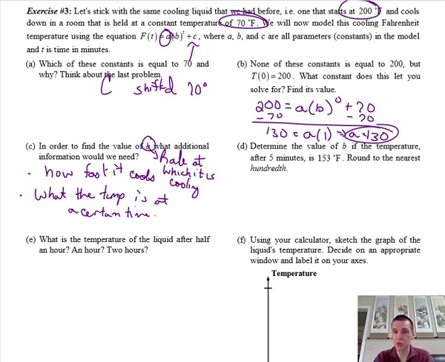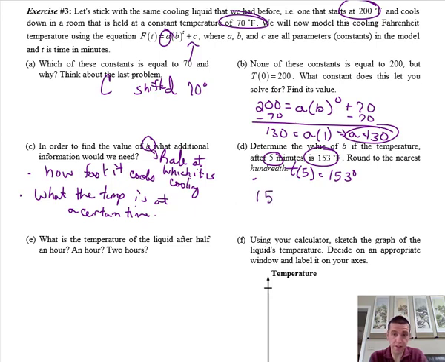So let's look at D, which is what it gives us. After 5 minutes, it's 153 degrees. So we know that we're looking for the value of B. So we know that T of 5 equals 153.